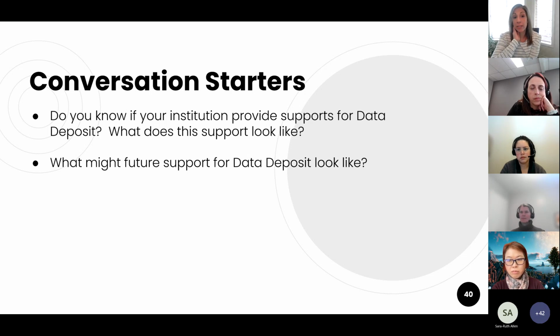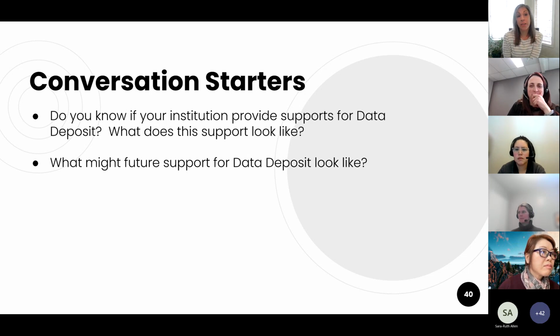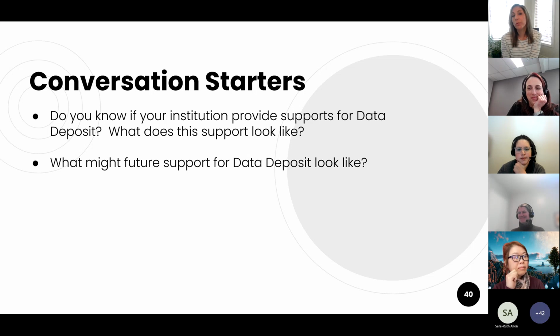If you do not yet support data deposit, what might future support for data deposit look like? Again, might you just facilitate access to a data repository and then folks can just go ahead and deposit with unmediated access to it? If you do that, there is the potential, I suppose, for sensitive data to be deposited. So again, if you decide that you maybe do need dedicated personnel, where would that live? Where would the support live? In the research office, in the library?